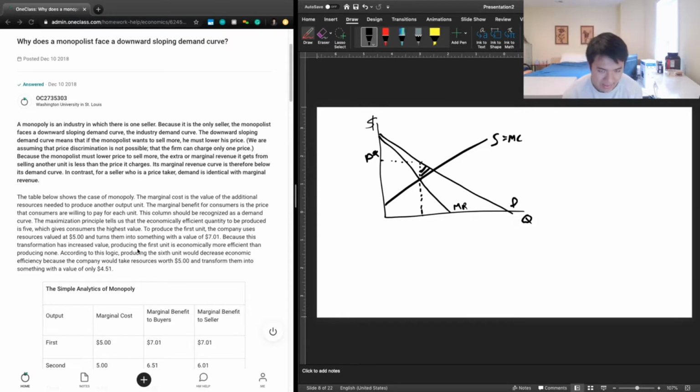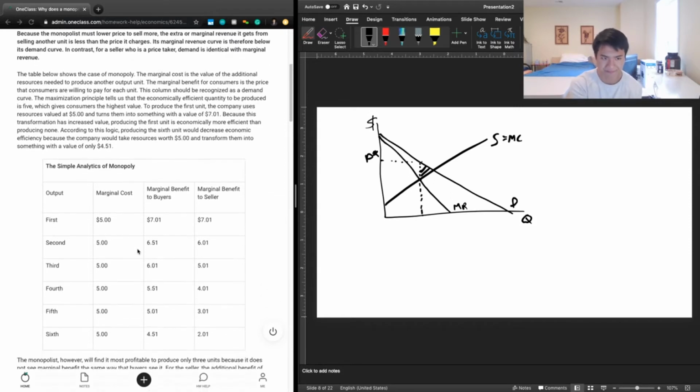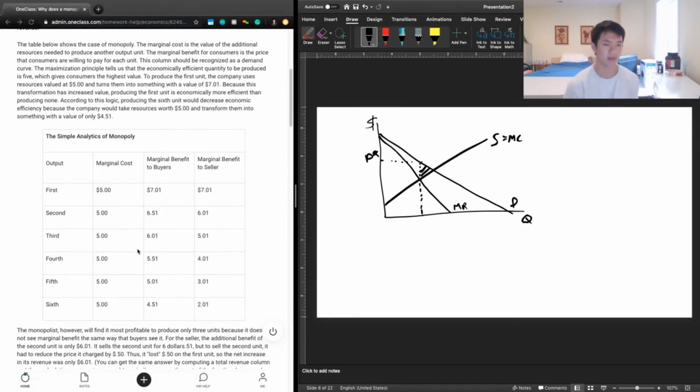being less. And that's because when the monopolist lowers its prices, it increases the quantity it sells, but also lowers the amount of money it makes per unit. And so it has to account for that by having a downward sloping marginal revenue curve that is below the demand curve. Oh, I see. So they gave a table as an example.